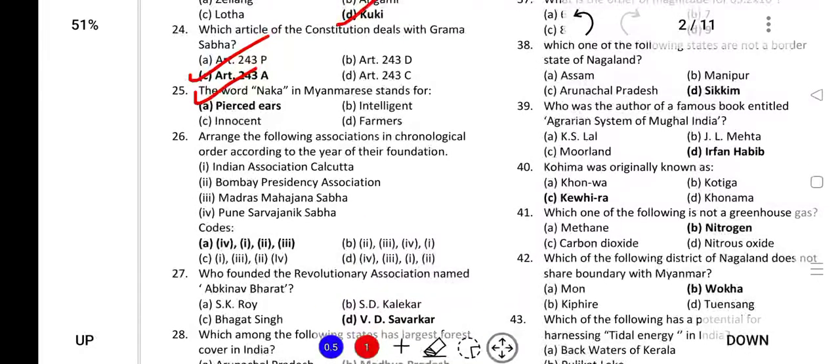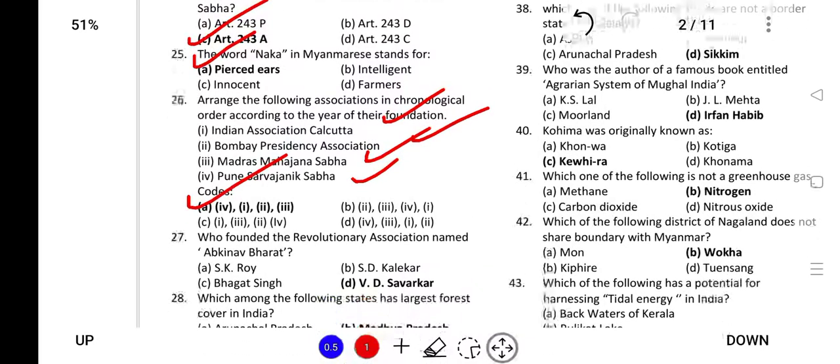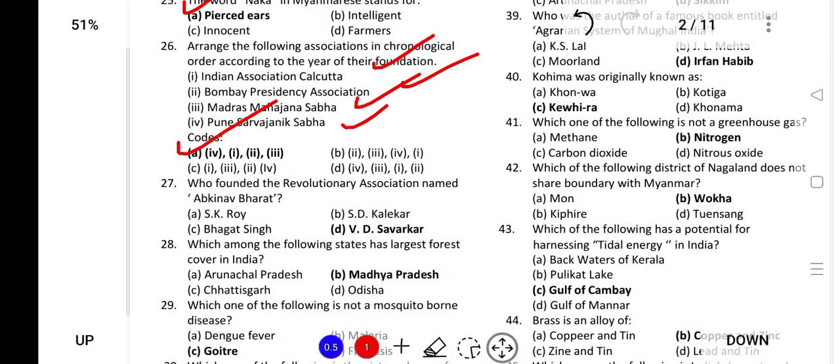Next, arrange the following in the chronological order of the foundation. So first is the Poona Sarvajanik Sabha, then the Bombay Presidency Association, then the Indian Association Calcutta, then the Madras Mahajan Sabha. So it is four. Who founded the Revolutionary Association named Abhinav Bharat?